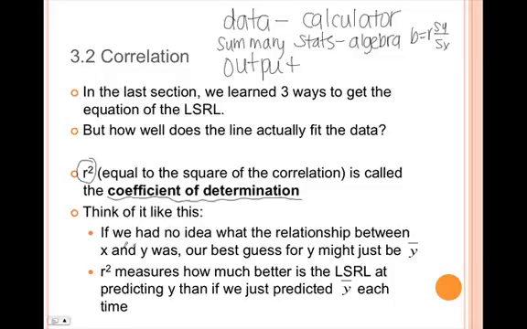What this actually measures is kind of hard to understand. We're going to think about it like this. If we had no idea what the relationship between x and y was, then our best prediction for y would always be the average y value. I'm always going to predict the average, okay? R squared measures how much better the LSRL is at making predictions than if we had just predicted y bar, the average y, each time. How much better is the least squares regression line than just me predicting the average y every single time?